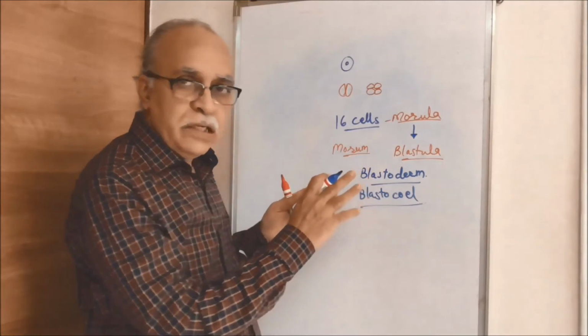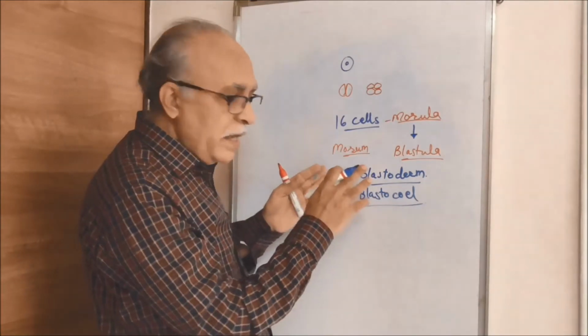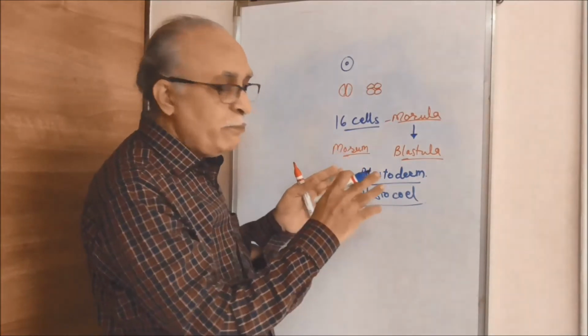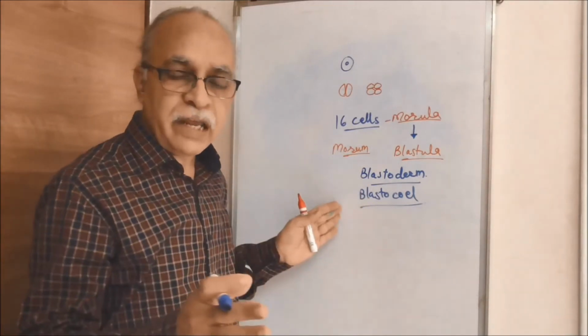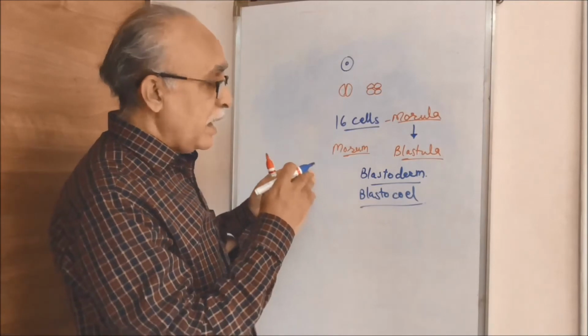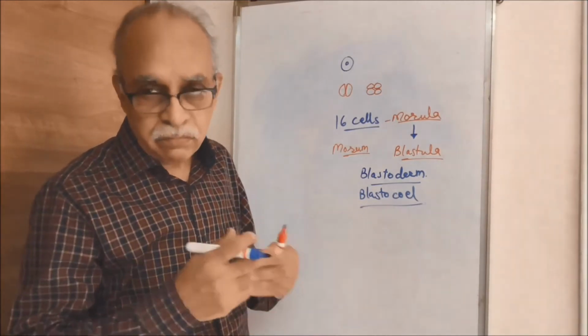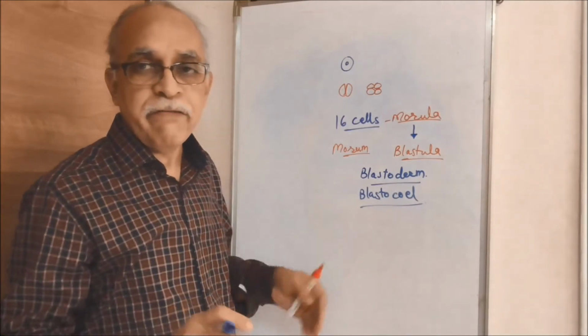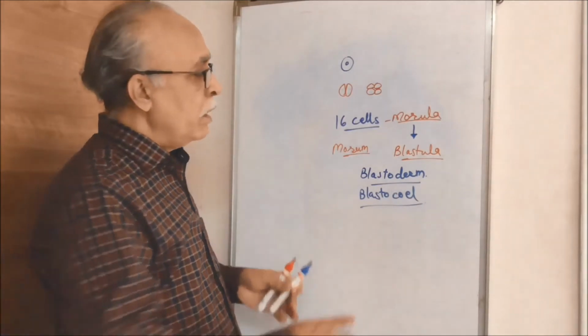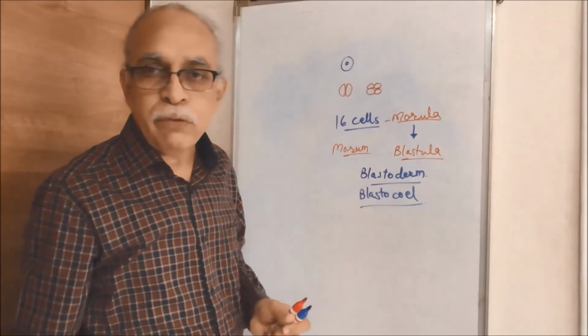Up to blastula stage, all the animals go through a similar process of development. As I said, the types of cleavages can vary. The types of egg cells will be different, that is mesolecithal, microlecithal, whatever. Accordingly, there's going to be a difference in the developmental process. But broadly, this is what the embryos will be going through.